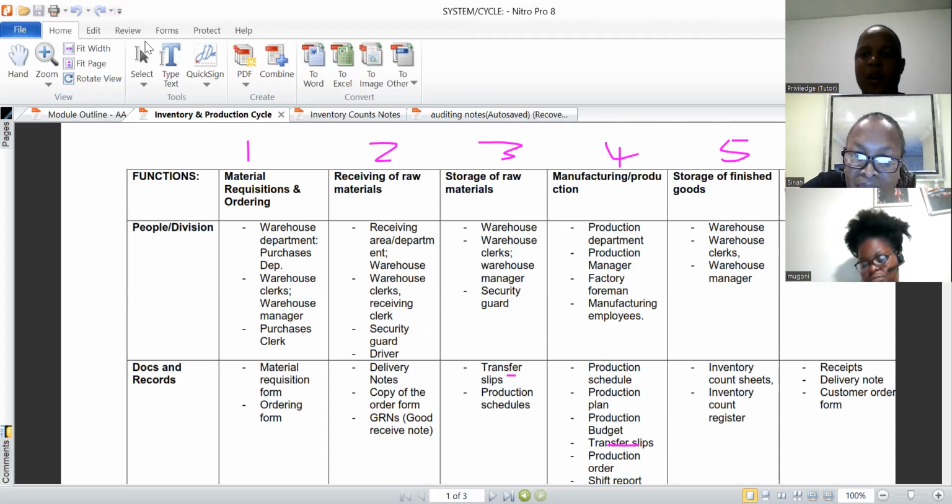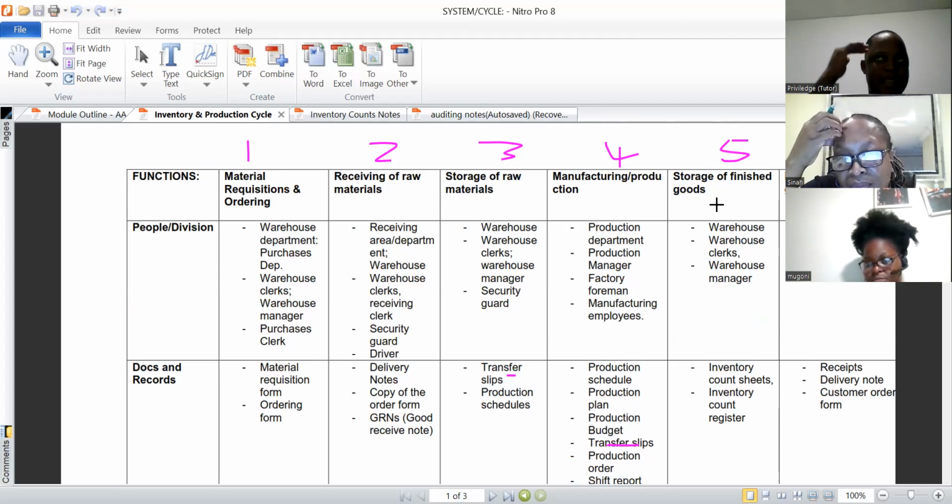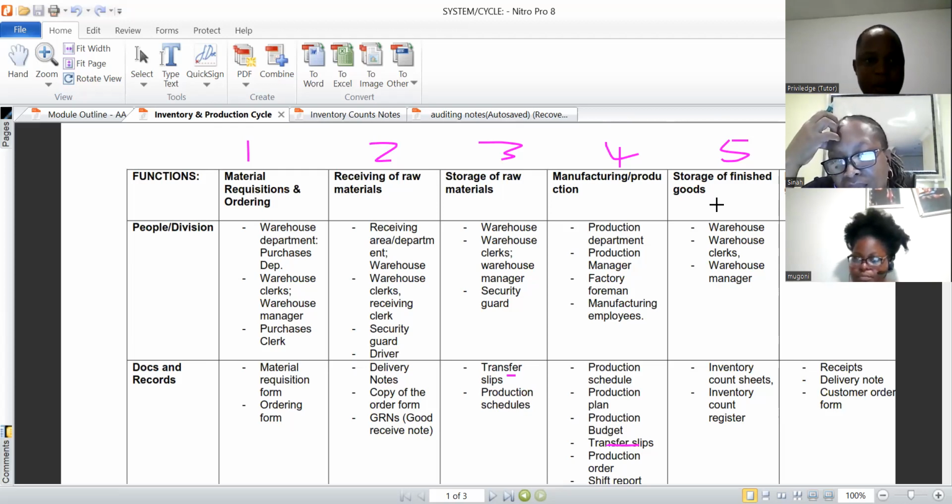And then, my sisters, we've got storage of finished goods. Now we've produced the product. The next thing is to ensure that we store the finished goods in the warehouse again. That's why there are sections in the warehouse. What is the determinant factor in structuring warehouses? Remember the nature of inventory, the lifespan of inventory as well, the location of inventory.